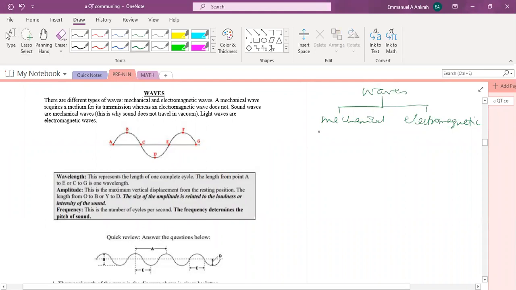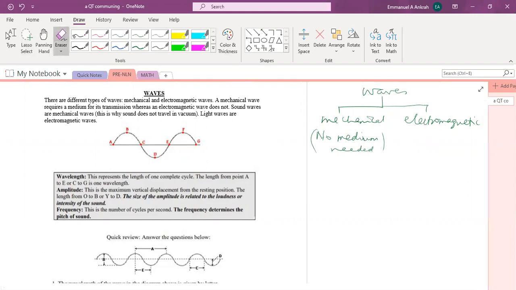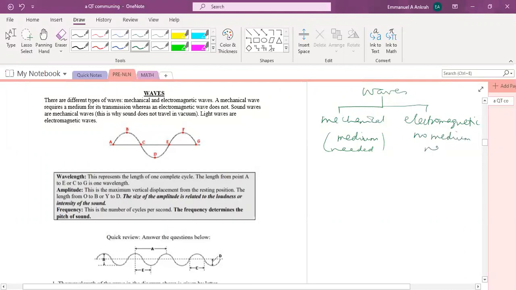Okay, so here, no medium needed. You don't need a medium here. No, sorry. Mechanical, you need a medium. Mechanical wave, you need a medium. And then electromagnetic wave, this way, no medium needed. You don't need the medium here, right?